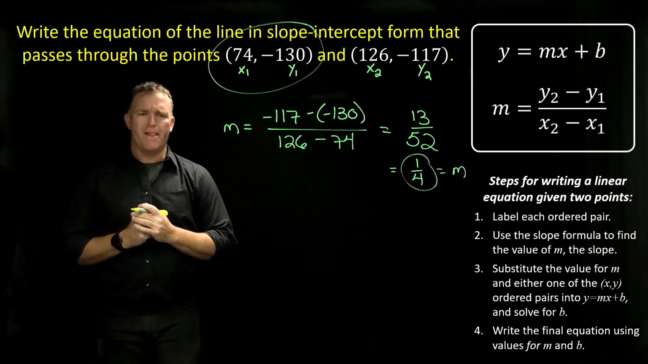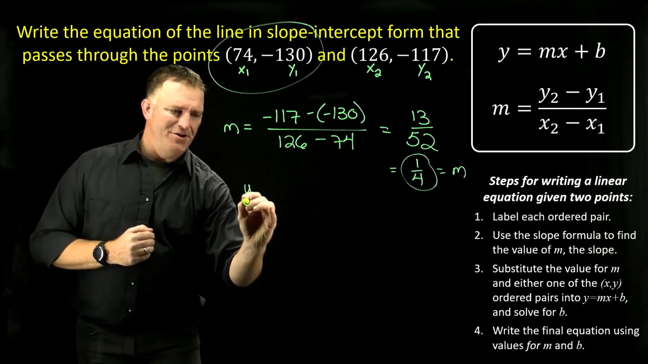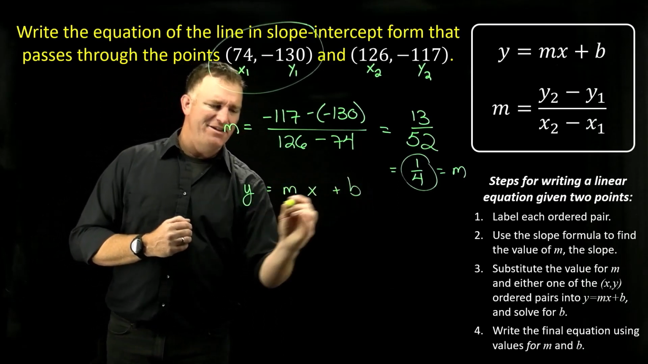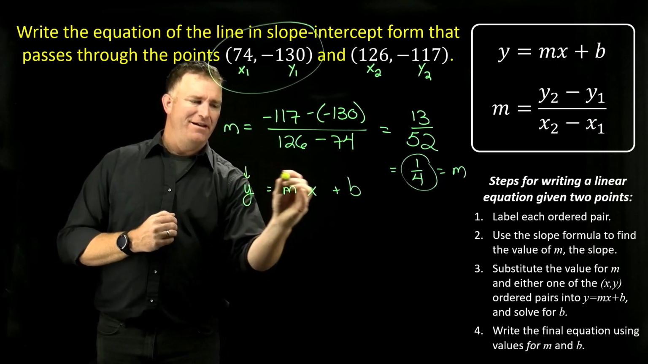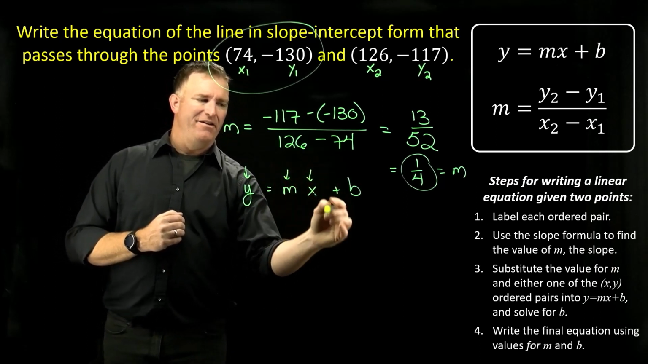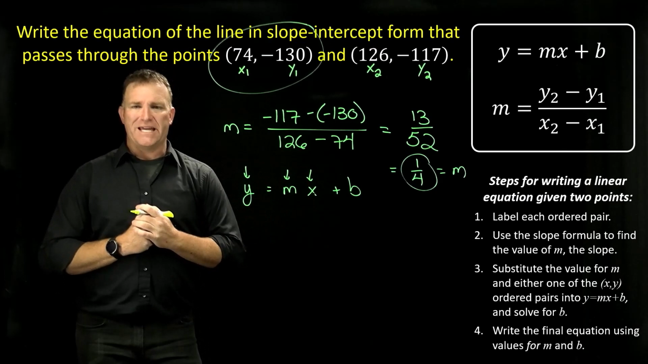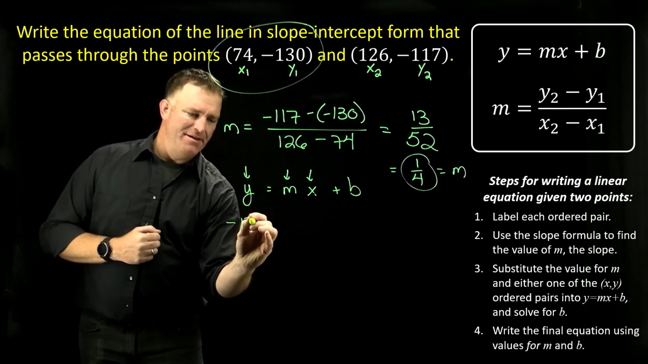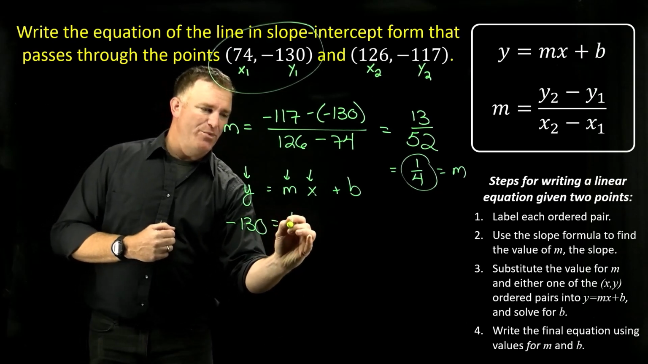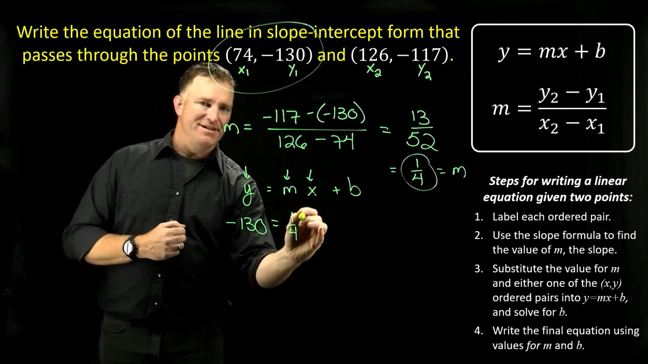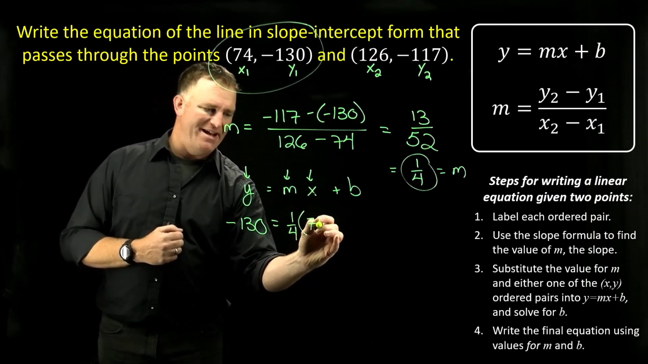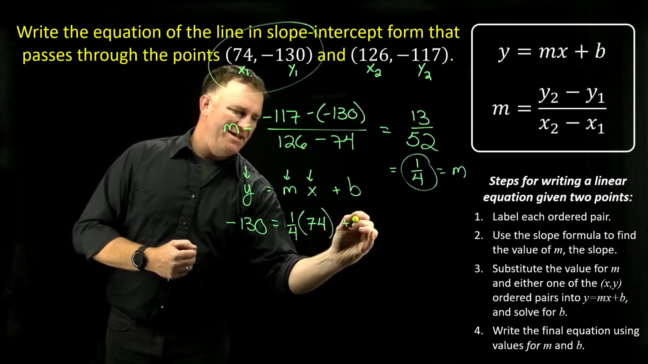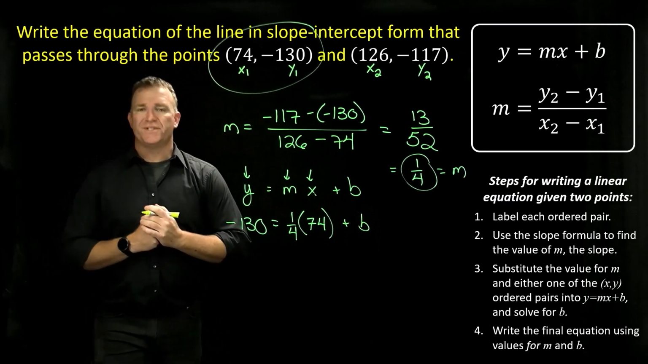But we go back into our slope-intercept form, and we're going to plug in values here, here, and here, and we're going to solve for b. All right, so our y value is negative 130, our m value is 1/4, and our x value is 74. I'm going to put that in parentheses just to indicate that we're multiplying there. And then plus b. Okay, that's what we're solving for.